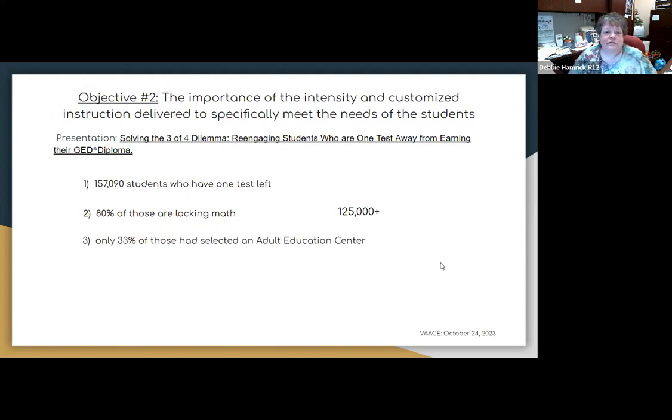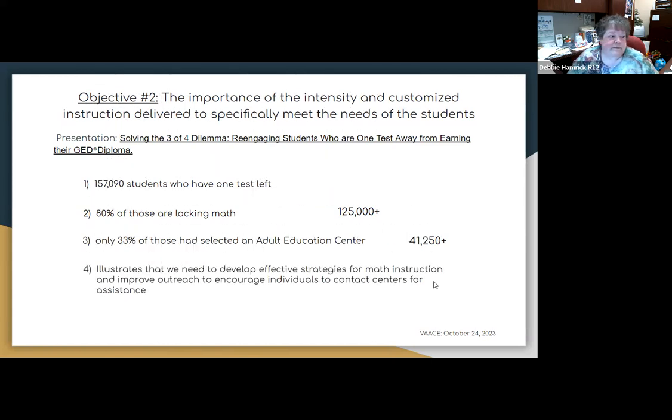I work better with numbers than just with percentages. Of that 125 who need math, only 33% had reached out to an adult education program or center. That's 41,000 plus out of 125,000. So there are a lot of people out there who only need math, who haven't gotten in touch with, looked for, or found services in an adult education center. So that's a lot of people that we could be potentially helping.